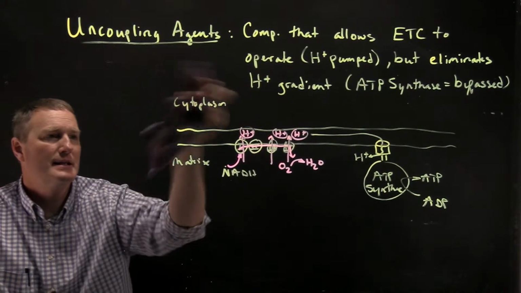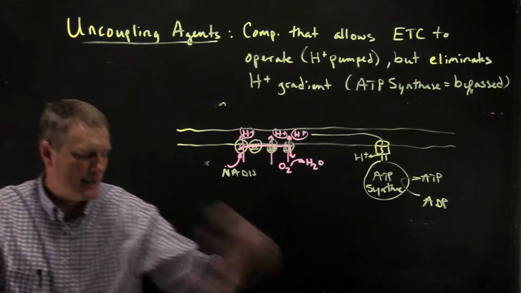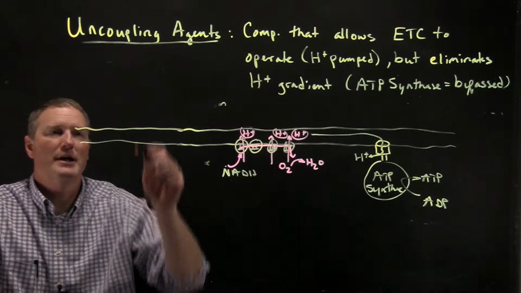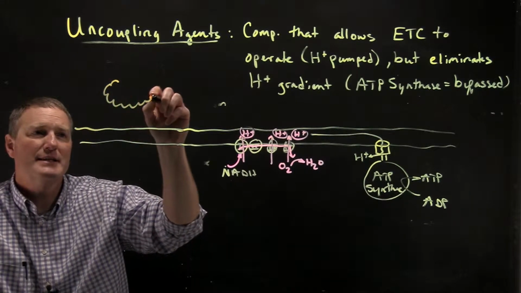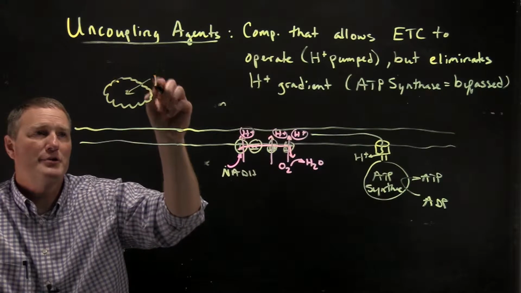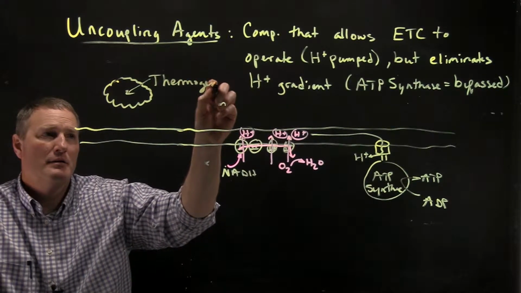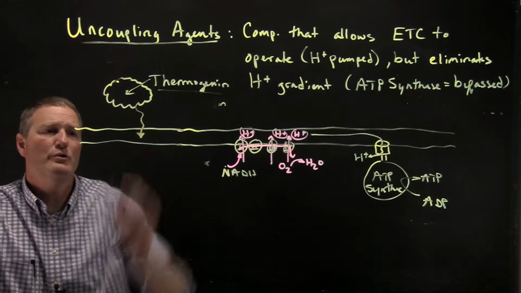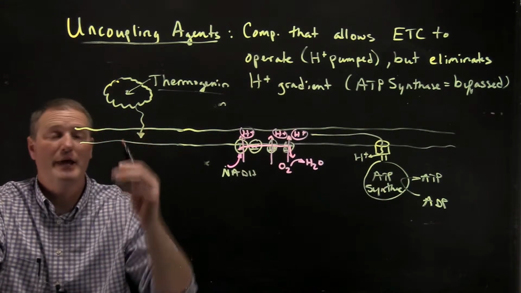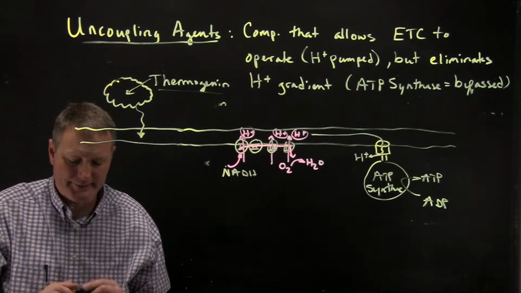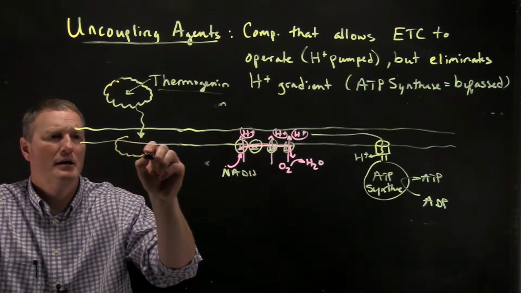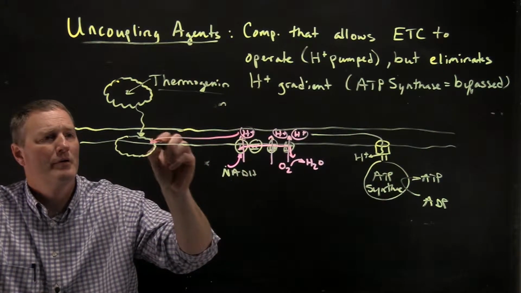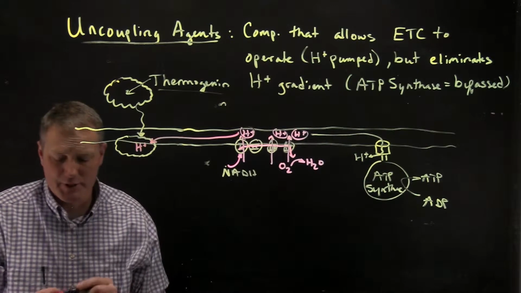So I'm just going to erase this so that I can now draw in what might happen when you add an uncoupling agent. So these are still my two membranes. And the uncoupling agent that I'm going to specifically talk about is a protein called thermogenin. Okay, this is an actual protein that can diffuse through the outer mitochondrial and inner mitochondrial membrane. And as it does this, thermogenin, it's a small protein, it's going to pick up these protons. So envision now, it's basically acting as a proton carrier.